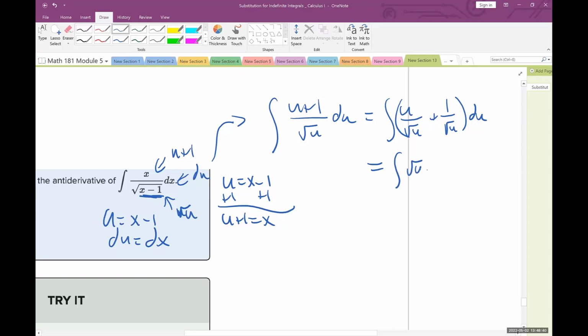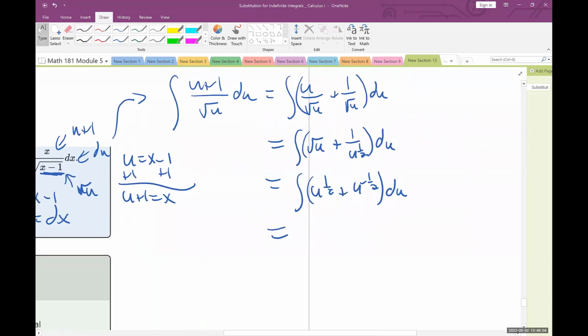So this would be the square root of u, plus u to the negative 1/2, because 1 over u to the 1/2 is u to the negative 1/2. So this becomes the integral of u to the 1/2 plus u to the negative 1/2 du. Okay, and you know how to evaluate this now.